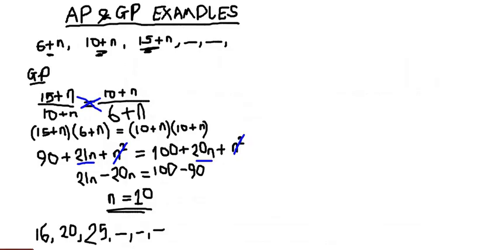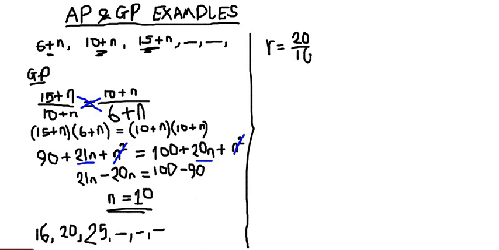So to get the common ratio, we have said that we need to divide consecutive terms. So for example, if we get 20 divided by 16, or 25 divided by 20, whichever of these two that you get, you'll be able to find 1 1/4 or 1.25. That is the common ratio.